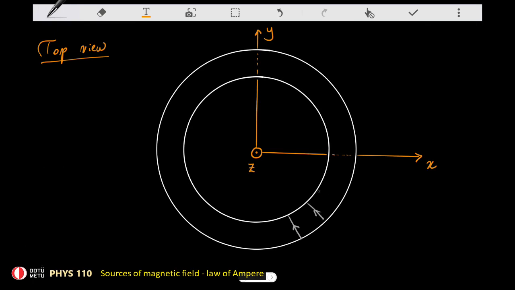So they are basically carrying current like that. In here, the current is going down, so therefore I put a cross in here. In here, the current is going up, so therefore I'm going to place a dot in here. So each of these is a current carrying wire.